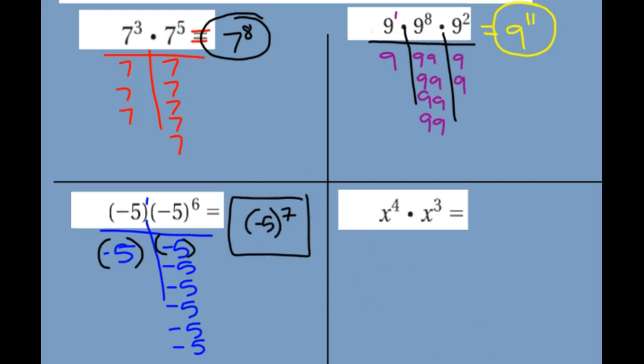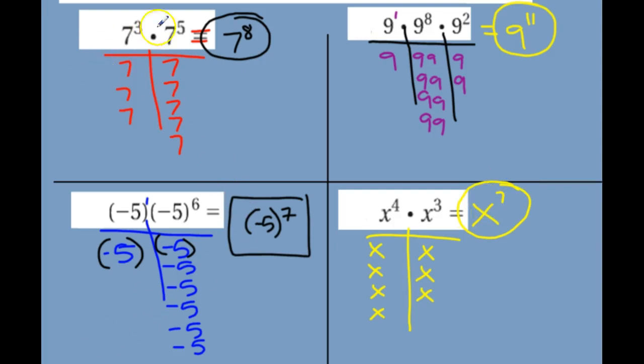Here's the same thing, but with x's. I'm going to make my little table here. This is x to the power of 4, or x times x times x times x 4 times. And this is x multiplied 3 times. So how many x's do I have total? Well, 1, 2, 3, 4, 5, 6, 7 x's. That's x multiplied 7 times.